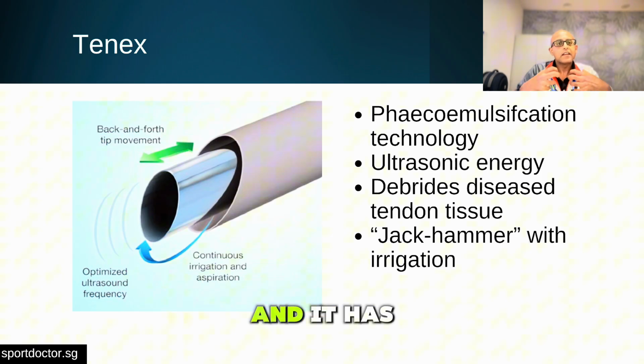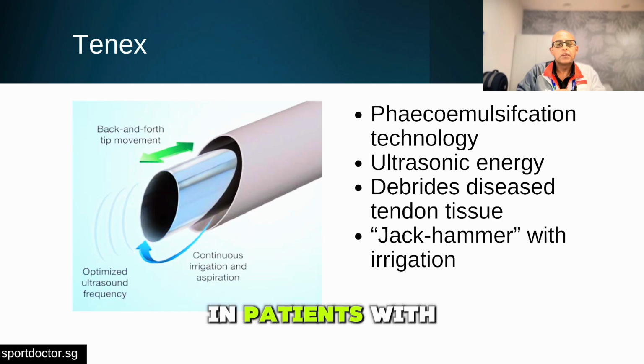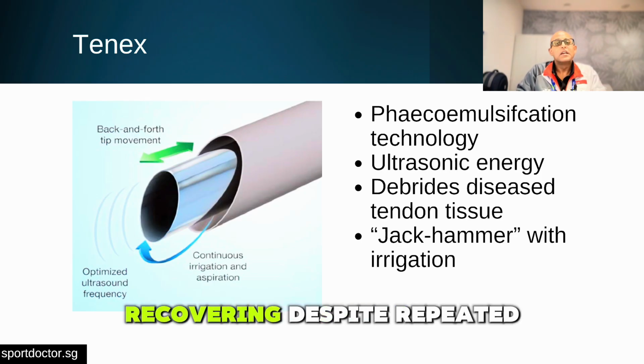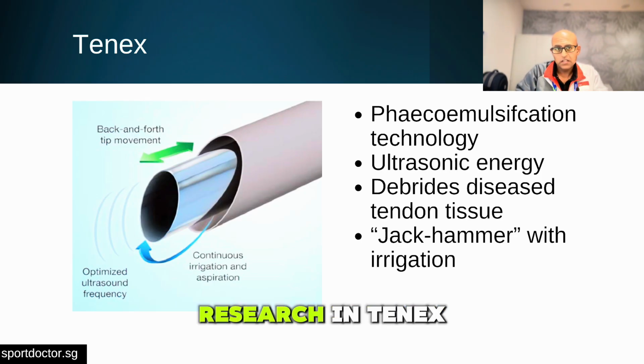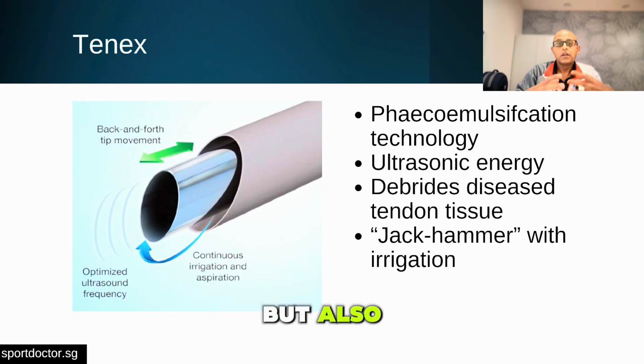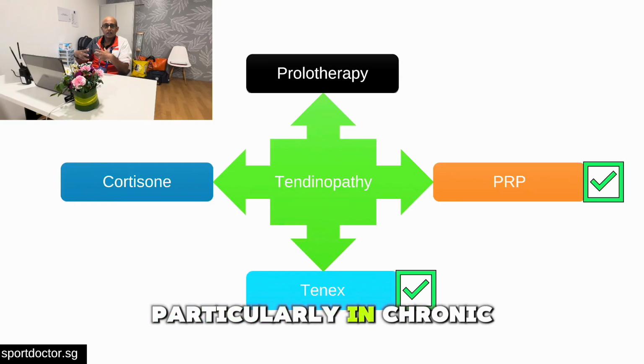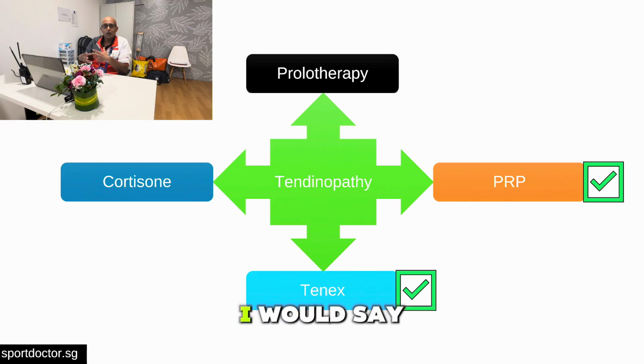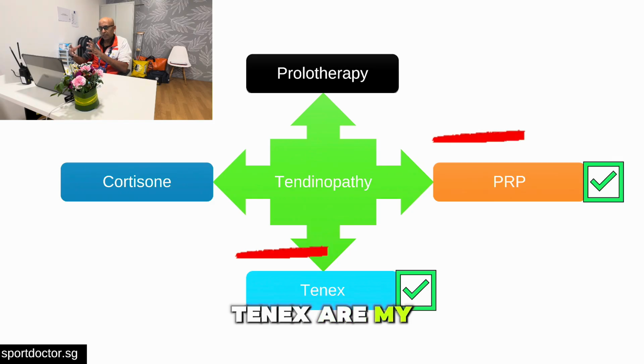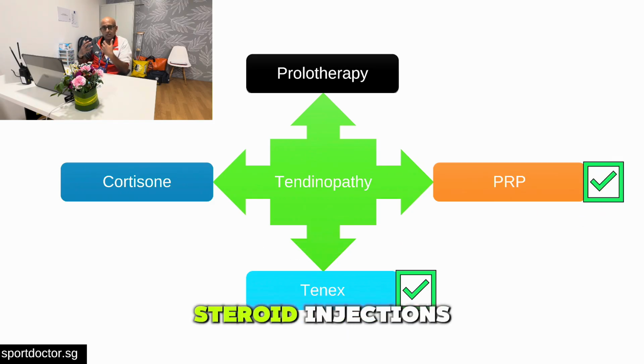It's minimally invasive, and it has a real use in patients with recalcitrant tendinopathies or patients with plantar fasciitis which is not recovering despite repeated treatments. So the early research in TenX was undertaken for tennis elbow, particularly those which are not healing so well. It was found that not only did the pain improve over a period of time, but also the tendon started to look more like the normal tendon tissue after the TenX treatment. So in terms of my approach to tendinopathy, particularly in chronic cases or where there's degenerative changes, I would say that PRP or TenX are my first line as opposed to anything else like steroid injections.